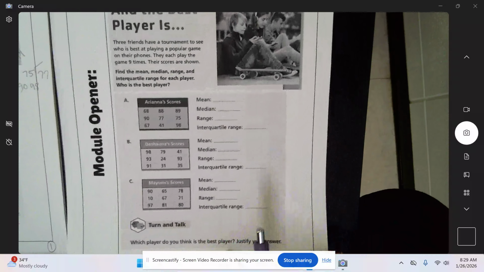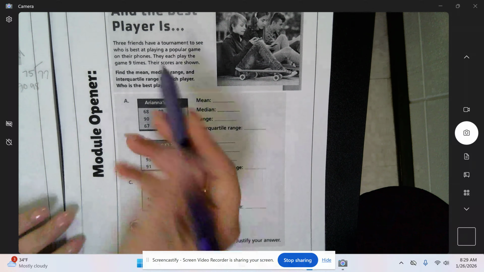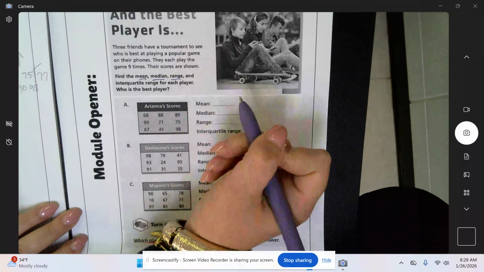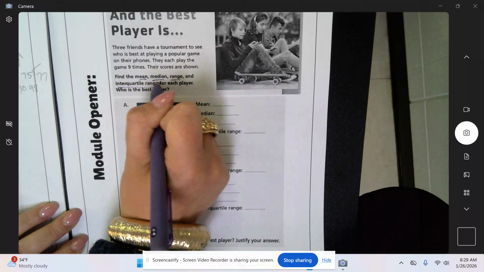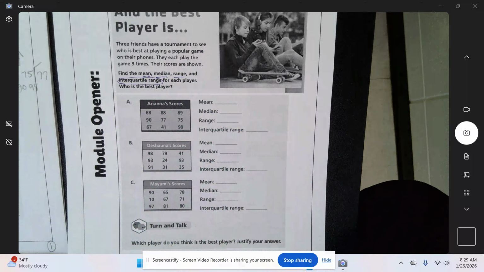There are these three friends that have a tournament to see who's the best at playing a popular game on their phones. They each play the game 9 times. Their scores are shown. Find the mean, means average, the median, middle, the range, difference, and the interquartile range of each player. Ooh, interquartile range. Remember that.